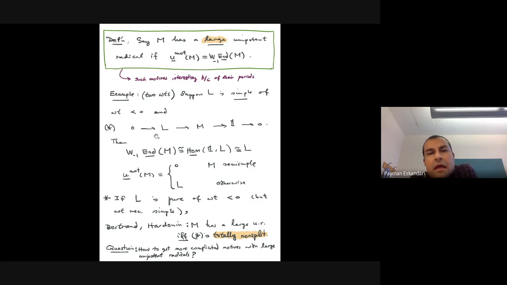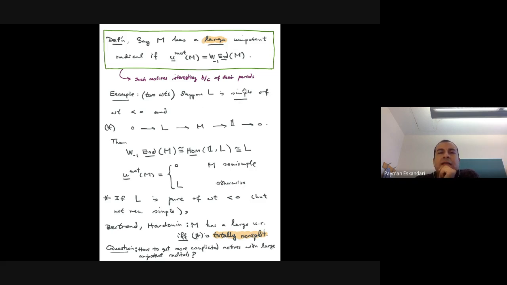Now it's easy to see that W minus 1 of M, sort of a place where the motivic Galois group lives, is the same as L itself. This is just because L is pure of negative weight. But now, because of simplicity, you see that the unipotent radical UN is either 0 or L. It doesn't have any other choices. Now, 0 corresponds to the case where M is semi-simple, in other words, the extension splits. And then non-zero, of course being L, corresponds to M not being semi-simple. So in this case, you have a very nice characterization.